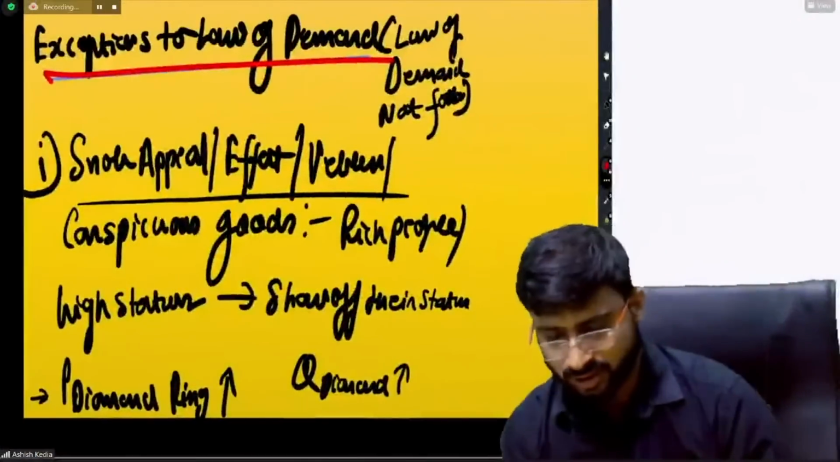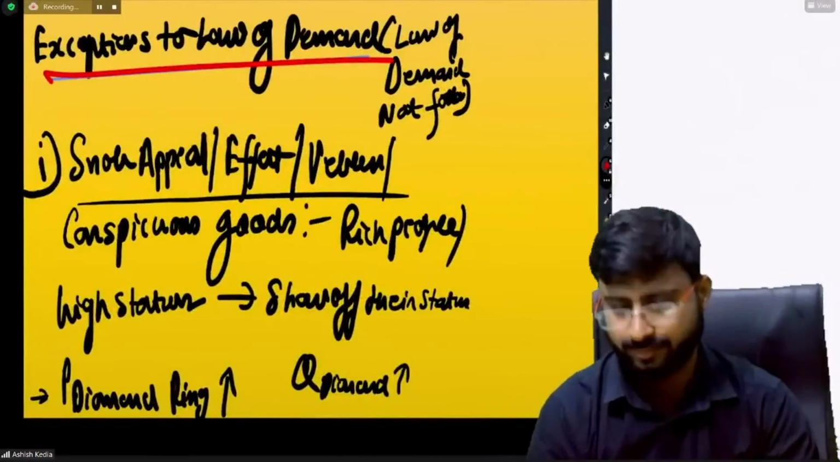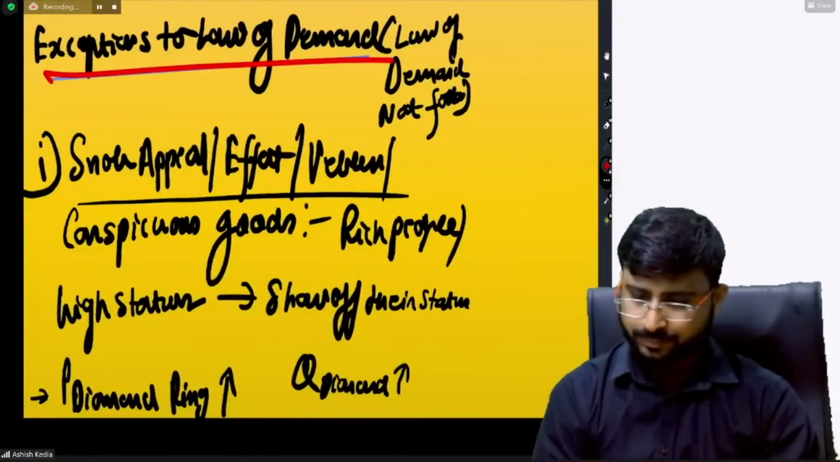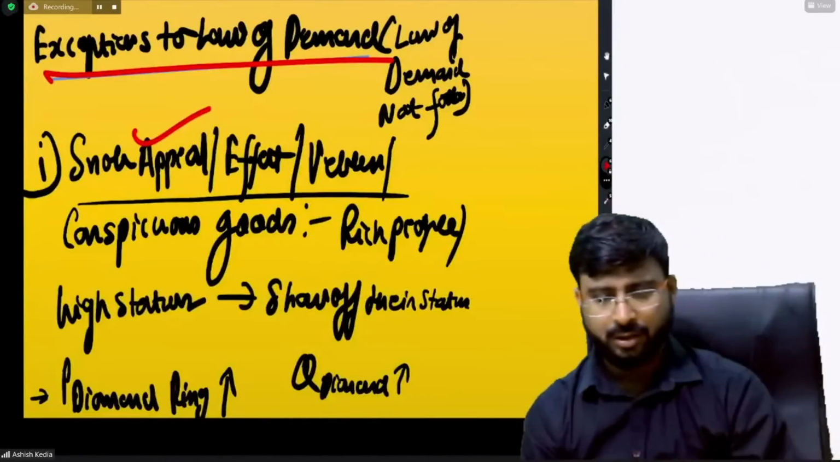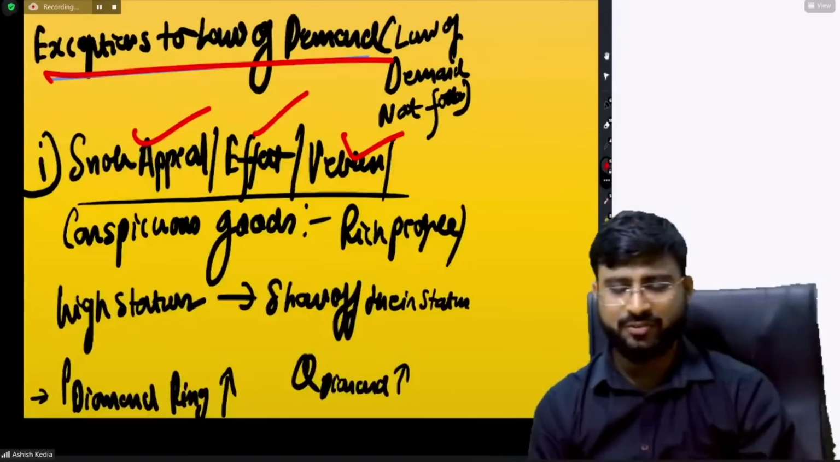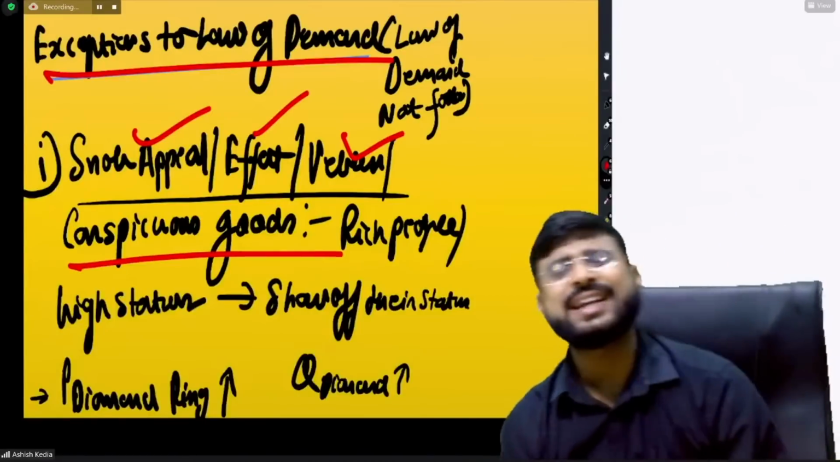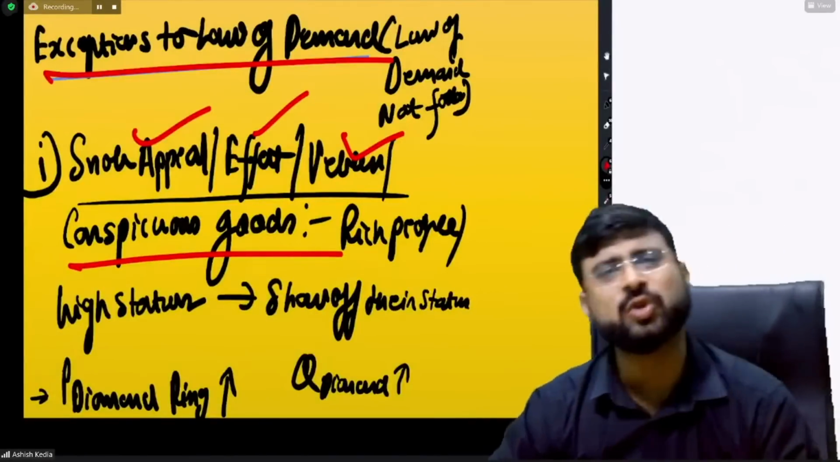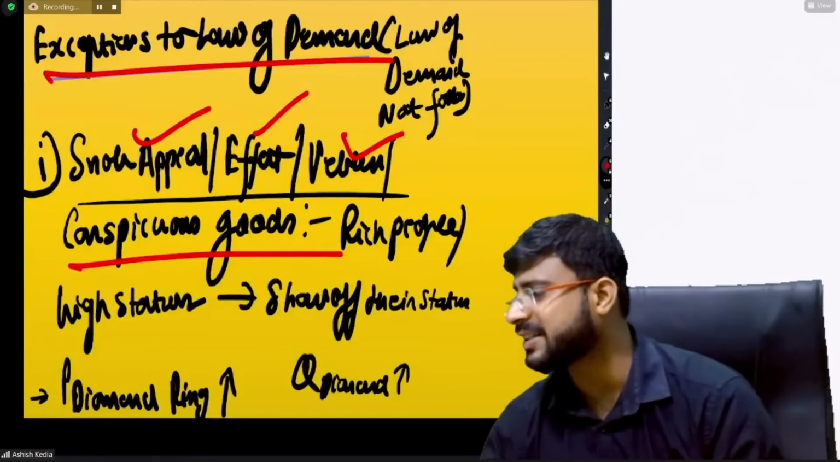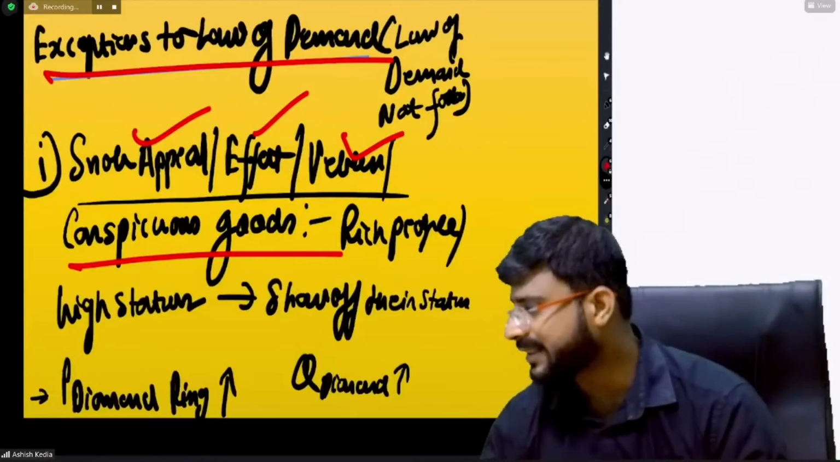Okay, so let's talk about each one at a time. Number one is articles of snob appeal, snob effect, Veblen effect, conspicuous goods. They are different names for the same point. Snob appeal, Veblen effect, conspicuous goods, all are one and the same.